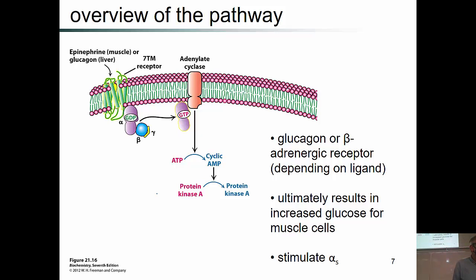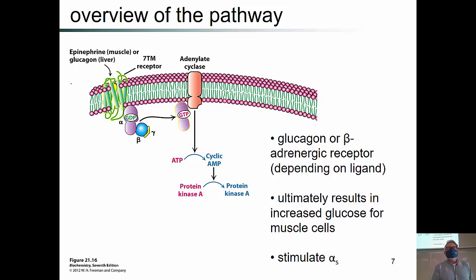We then looked at the fight or flight pathway. So the fight or flight pathway involves epinephrine as the signal and beta-adrenergic receptor, and this is used by muscles to free up glucose from glycogen. Remember that glycogen is the storage molecule that we use for glucose in the cells.